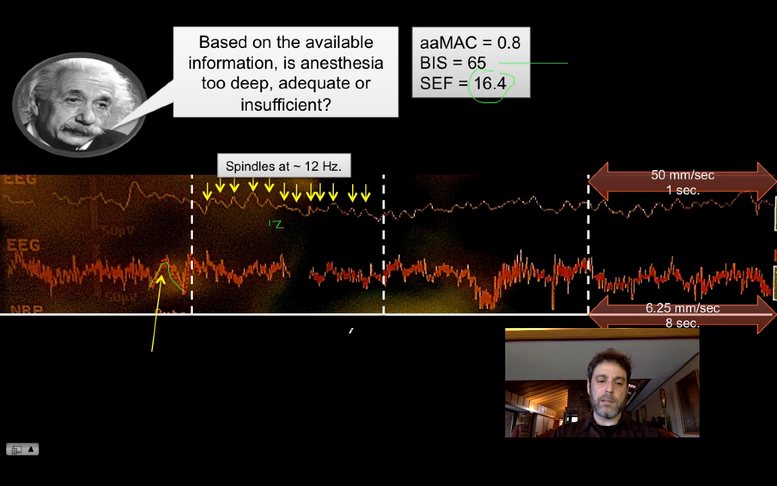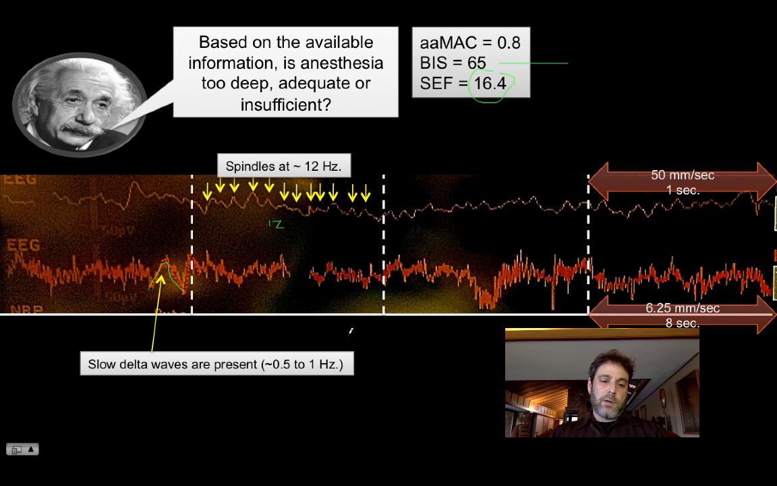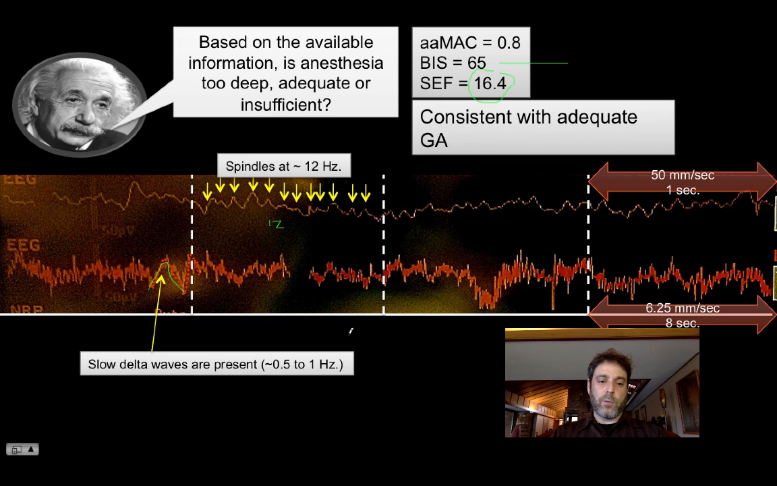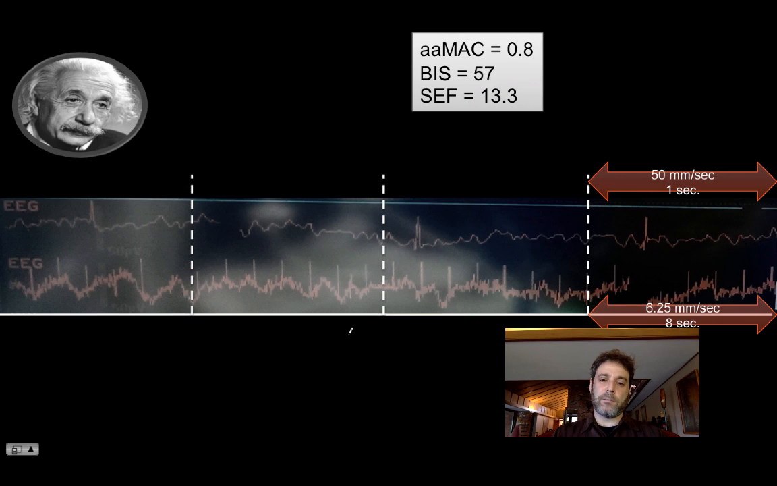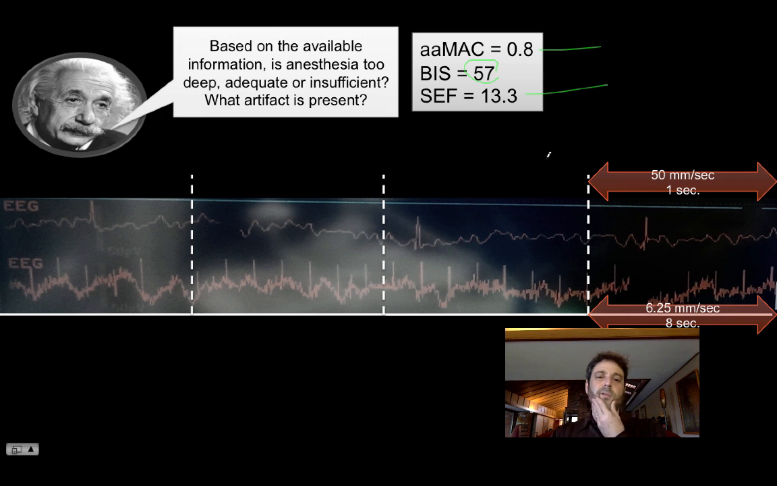So there are our spindles. That's a slow delta wave at about 0.5 to 1 Hertz, and possibly consistent with adequate general anesthesia, yes, but worth keeping an eye on it. I don't think that the BIS value of 65 is correct. All right, how about this one? Here you have, again, age-adjusted MAC of 0.8, high BIS of 57, and a spectral edge of 13. So based on this information, do we think that anesthesia is adequate, insufficient, or too deep?